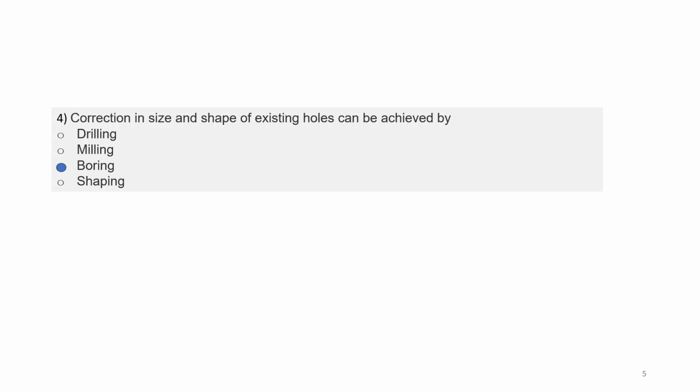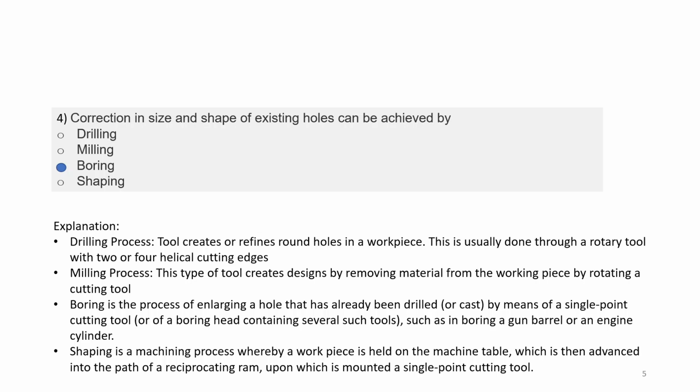Okay, so the answer will be boring. Drilling is basically making a hole, and boring is enlarging a hole that has already been drilled. In case of drilling, your tool creates and refines round holes in a workpiece, and it is usually done through a rotary tool with 2 or 4 helical cutting edges. These are required so that your chips can come out of the specimen.